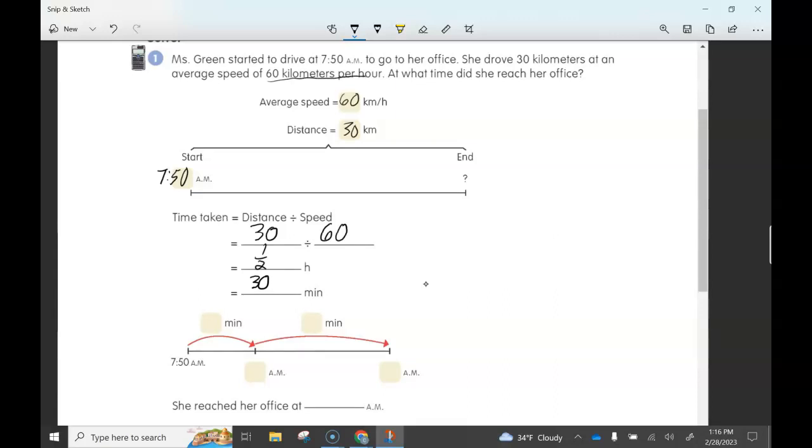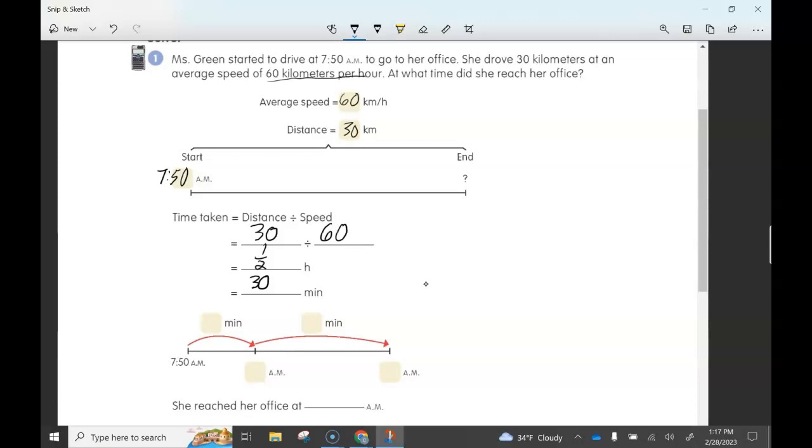Now, does that tell us the time that she reached her office? No, it does not. That just tells us how many minutes it took. How do we know that? We took the distance once again and divided it by the speed. Okay, so when you think about your diagram or your model, we're going to think about 7:50 a.m. and we need to use up 30 minutes here. Okay, we can see it took her 30 minutes.